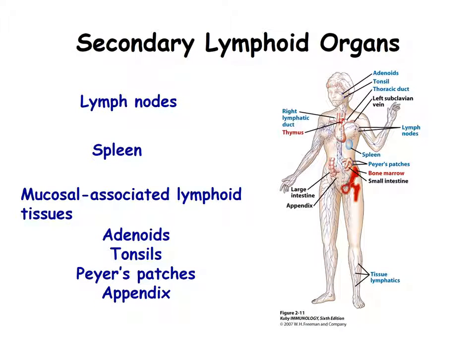And that takes us to a discussion of the secondary lymphoid organs, which includes the lymph node, spleen, and all the different mucosal-associated lymphoid tissues: the adenoids, tonsils, Peyer's patches, and appendix. What's important for you to understand is that all these secondary lymphoid organs are populated by mature B cells and T cells that have come from the bone marrow and the thymus, respectively.